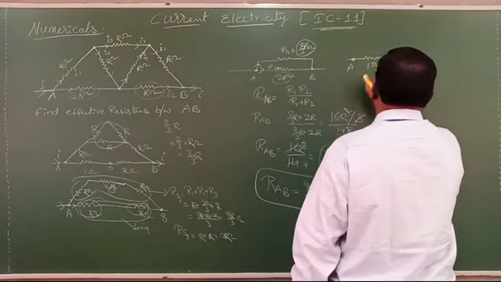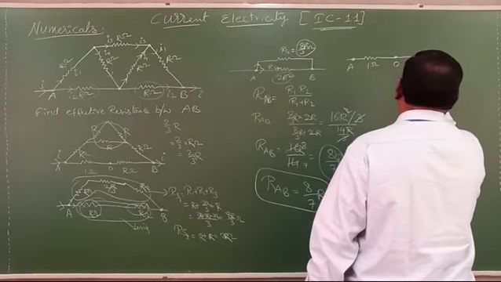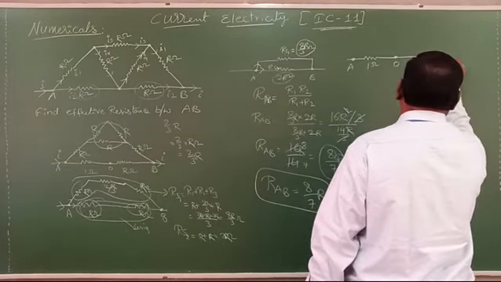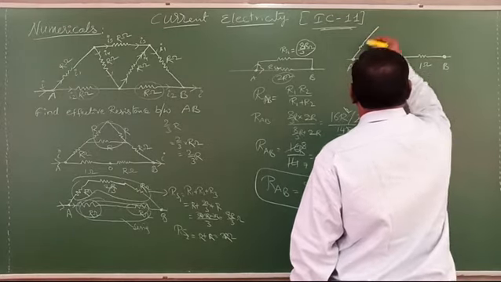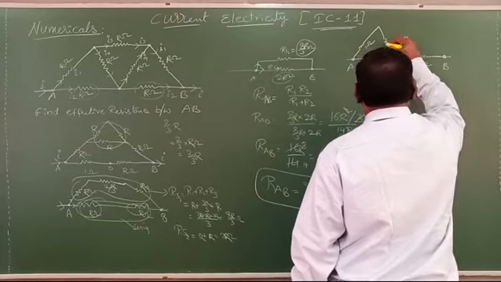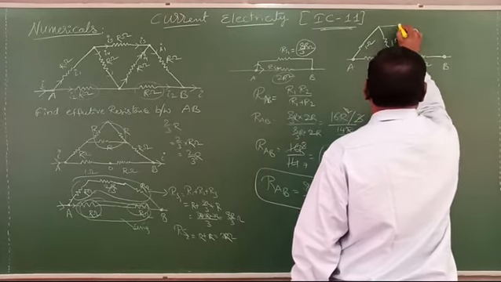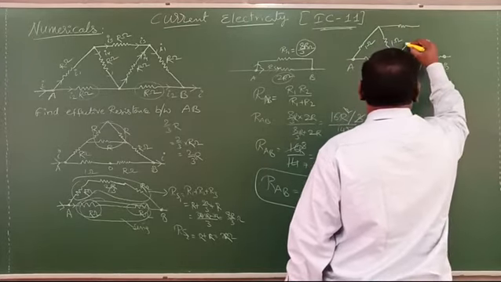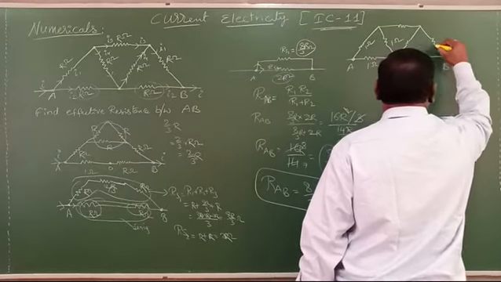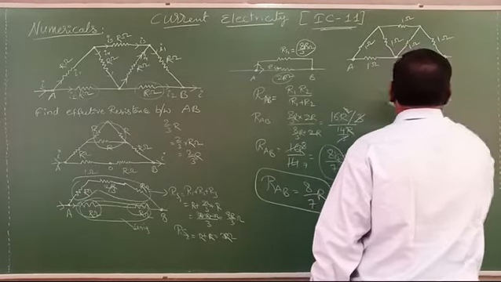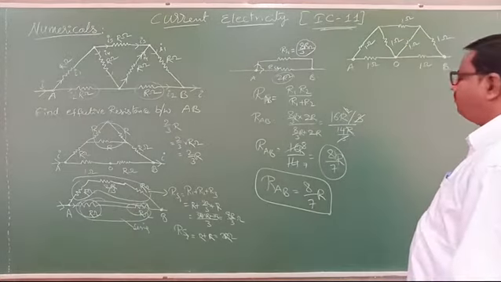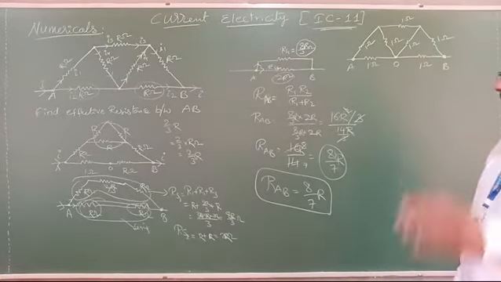This will be 1 ohm, and here one more, that is 1 ohm. Okay, here, now from here one more ohm, and here 1 ohm, and here 1 ohm, and here 1 ohm. These are all 1 ohm, 1 ohm, 1 ohm like this. Okay, now a very simple point.